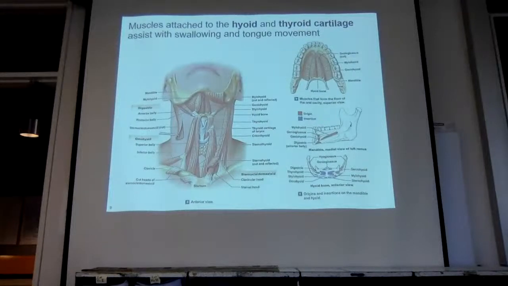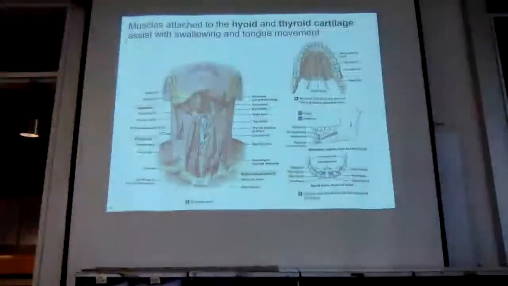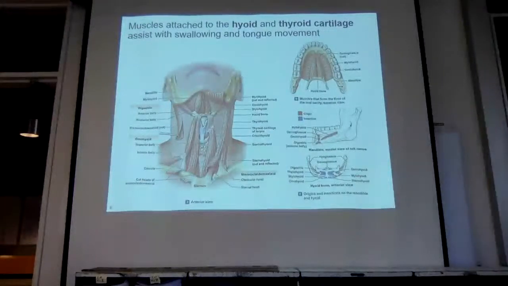So, yeah, muscles for swallowing, for tongue movement. I at least want you to know that they're attached to the hyoid and or thyroid cartilage. You can see some muscles here. This is the underside, like this muscle at the floor of the mouth. These are needed for swallowing and tongue.